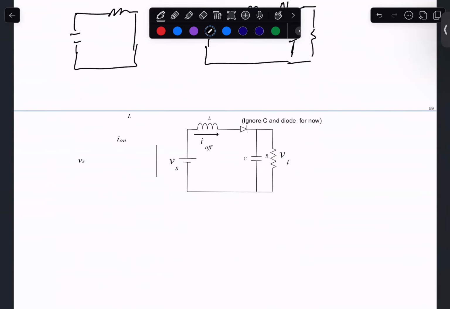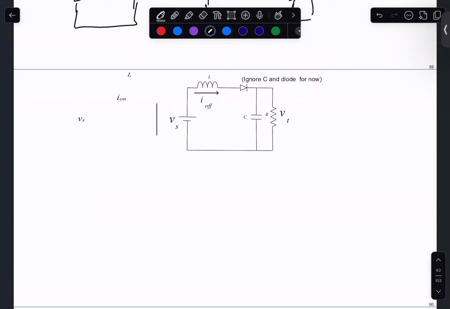Okay, so not sure what happened on this slide. So basically, two cases. The first case we have is this, which is Vs. And we'll look at the current through the inductor. Our goal is to look at this current when the switch is on and when the switch is off. We want to look at how this current will change. So let's look at this current through it.